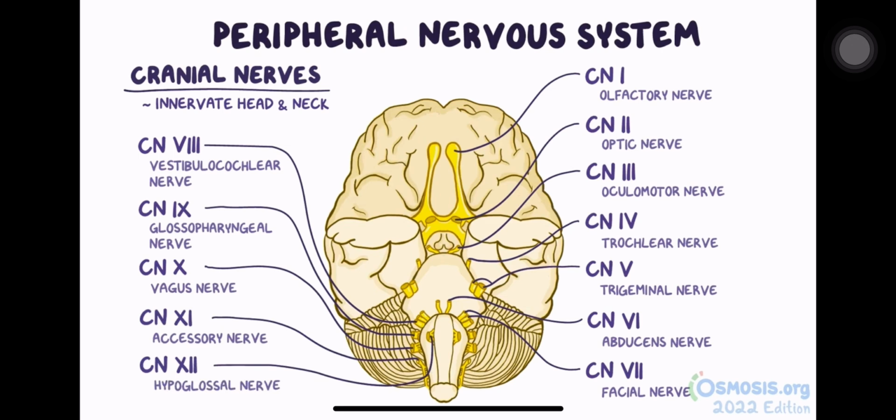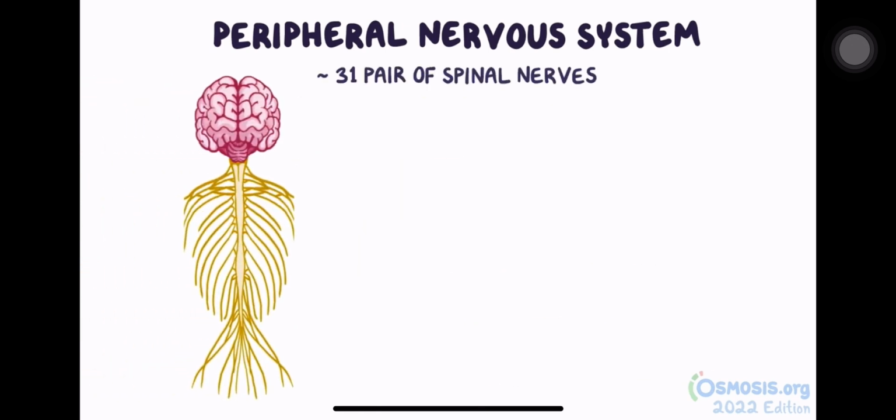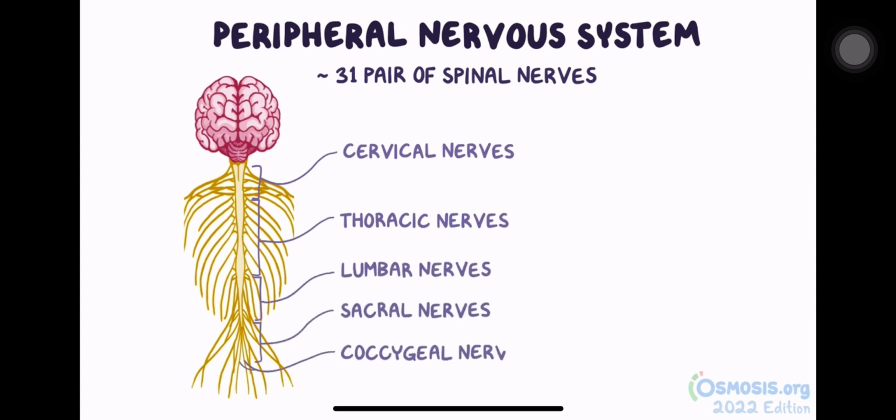The cranial nerves are numbered based on their front to back position when viewing the brain, except for cranial nerves 11 and 12, which are inverted. There are also 31 pairs of spinal nerves which exit various regions of the spinal cord and innervate the rest of the body. There are 8 pairs of cervical nerves, 12 pairs of thoracic nerves, 5 pairs of lumbar nerves, 5 pairs of sacral nerves, and 1 pair of coccygeal nerves.